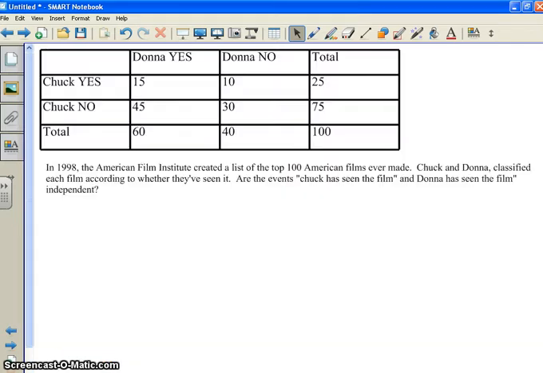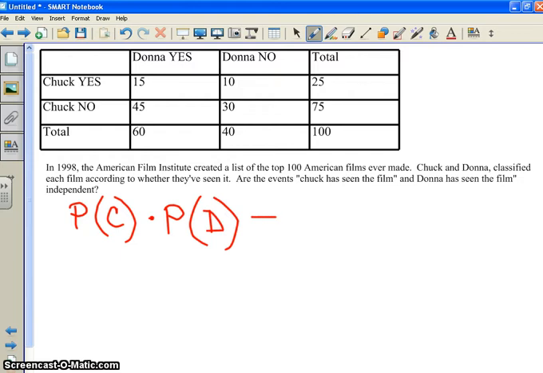Let's move on to Chuck and Donna and their viewing of the top 100 American films. And we're testing to see whether Chuck has seen the film and Donna has seen the film, whether those are independent events. So let's do the first method. Probability of Chuck seeing the film times the probability of Donna seeing the film. Is that the same as the probability of Chuck and Donna both seeing the film?